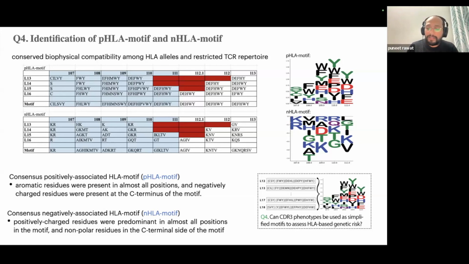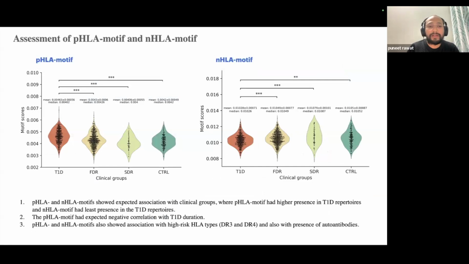Then we also checked whether these motifs really correlate. Do they show association with the different clinical groups? And we see that T1D repertoires have a much higher motif score compared to the FDR, SDR, and control. We see the trend, although it's not very visible here, but in a later slide I'll show that we have a pretty good AUROC value as well.